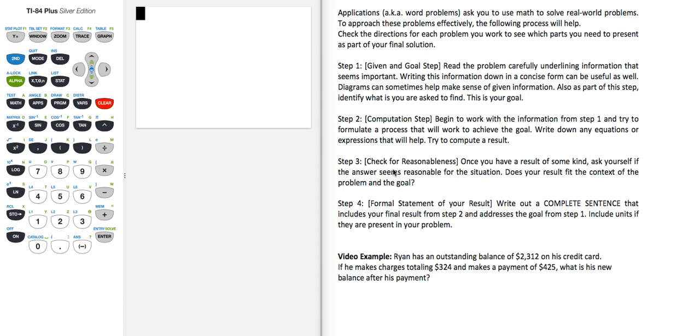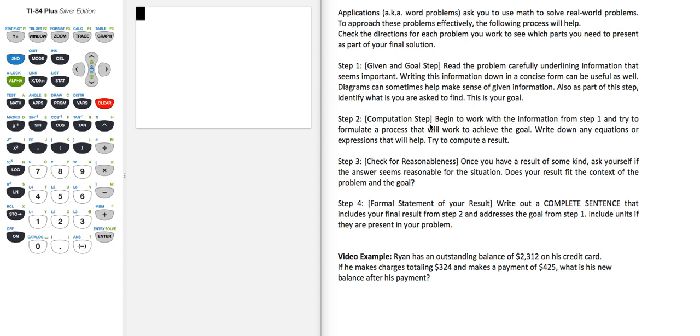What I've included here at the top above the word problem is information about what's called the problem-solving process. The process just gives us some steps to follow to work through the information, be sure that we have everything that's important, and then try to come up with a way to approach the problem. So step one is the given and the goal step. We want to read the problem, underline information, and figure out what we're being asked to do.